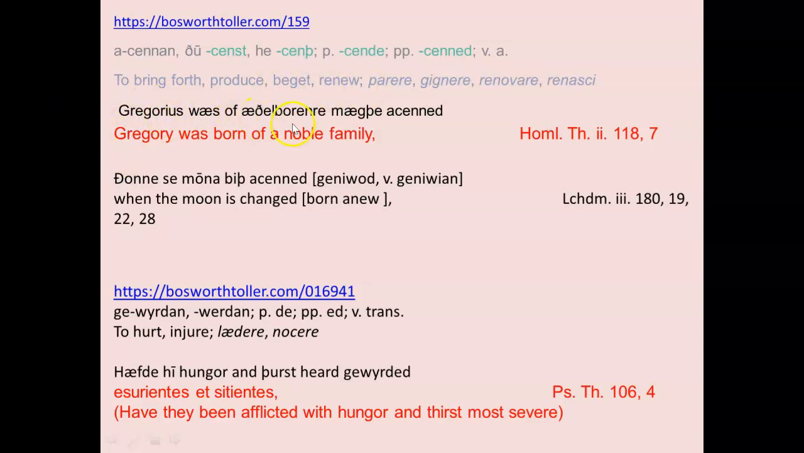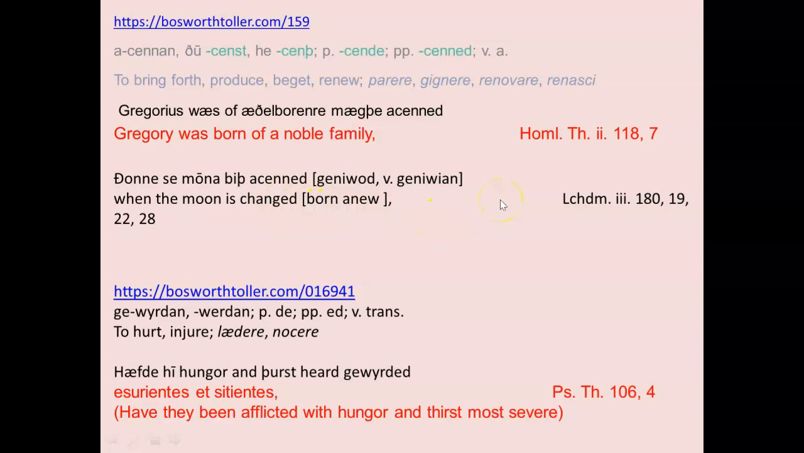Gregorius was of Ethelbarre Maither Arkenid. Gregory was born of a noble family. Thona Simona Bith Arkenid, when the moon is changed. Okay, the past participle form here is Kened, with ed on the end. So we need some examples where there's a clause or a sentence where Kened is on the end, and sure enough, they're there to be found. There's two of them.